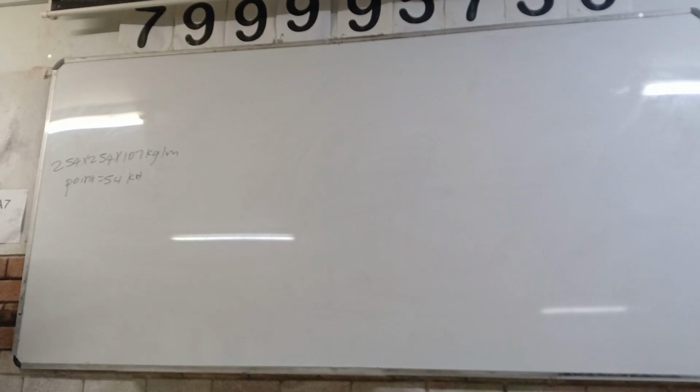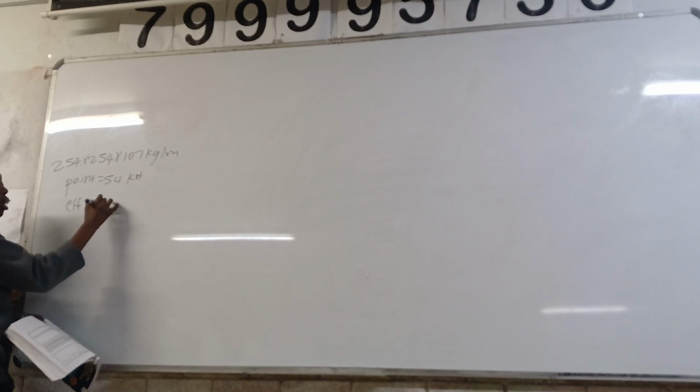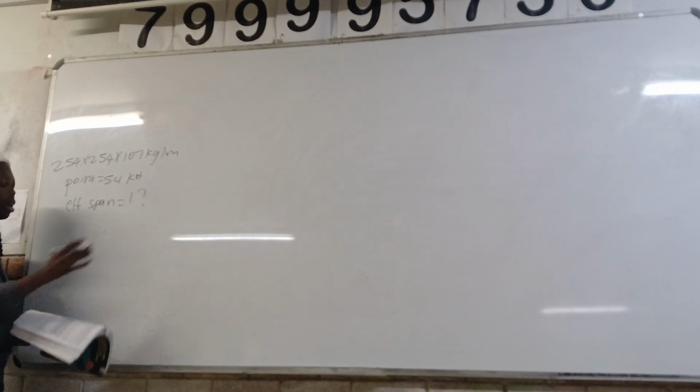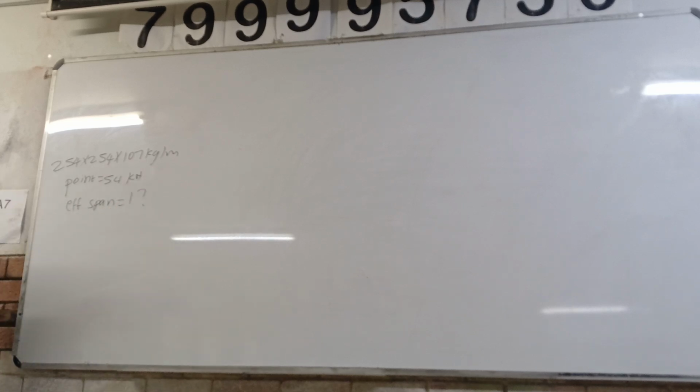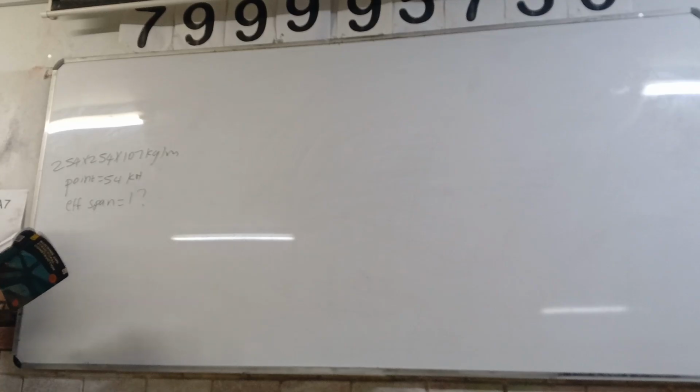If I can calculate the maximum effective span, they're looking for L, the effective span. Calculate the maximum effective span of the steel beam to be able to carry the point load and self weight of the beam. Use a bending stress of 148 MPa. So they've given us an H profile parallel flange 254 by 254 by 107.